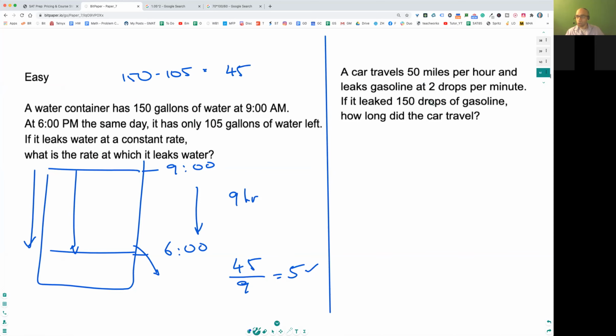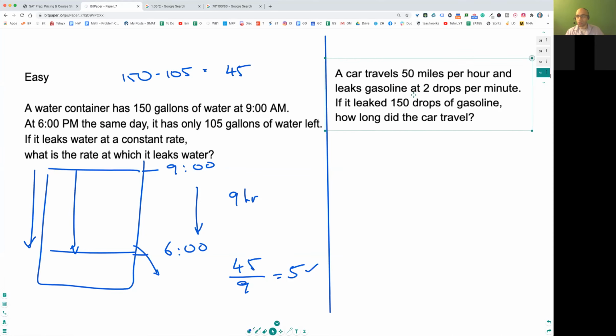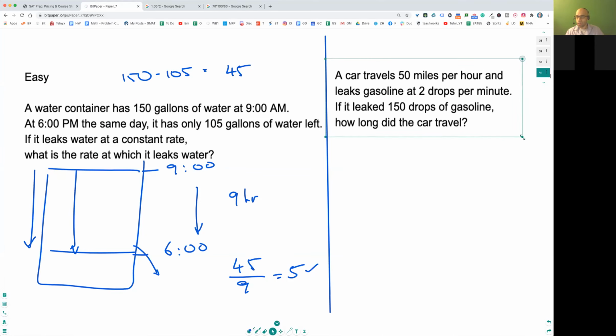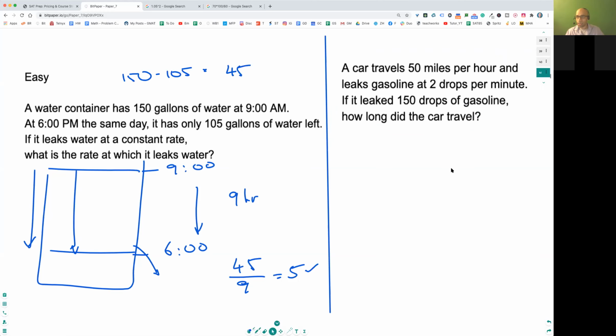So try this problem now. What's going on here? See if you can solve it. Those of you who can solve it, try it. I'm not gonna explain a whole lot, but let's think about it this way. A car travels 50 miles per hour, and leaks gasoline at 2 drops per minute. So in 1 minute, you leaked 2 drops.